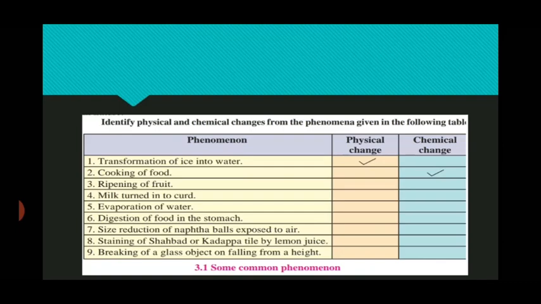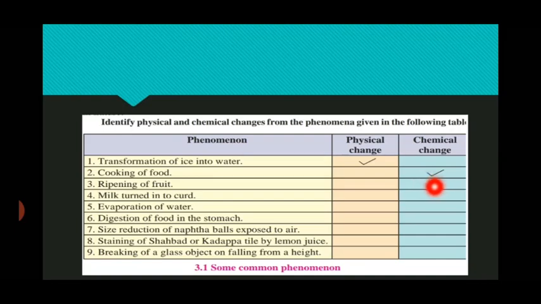First one: transformation of ice into water. What is the change here? Solid to liquid. So which type of change? Physical change. Second one: cooking of food. That is a chemical change. Third is ripening of a fruit. Again, which type of change? Chemical change. So this one we have to write under chemical change.